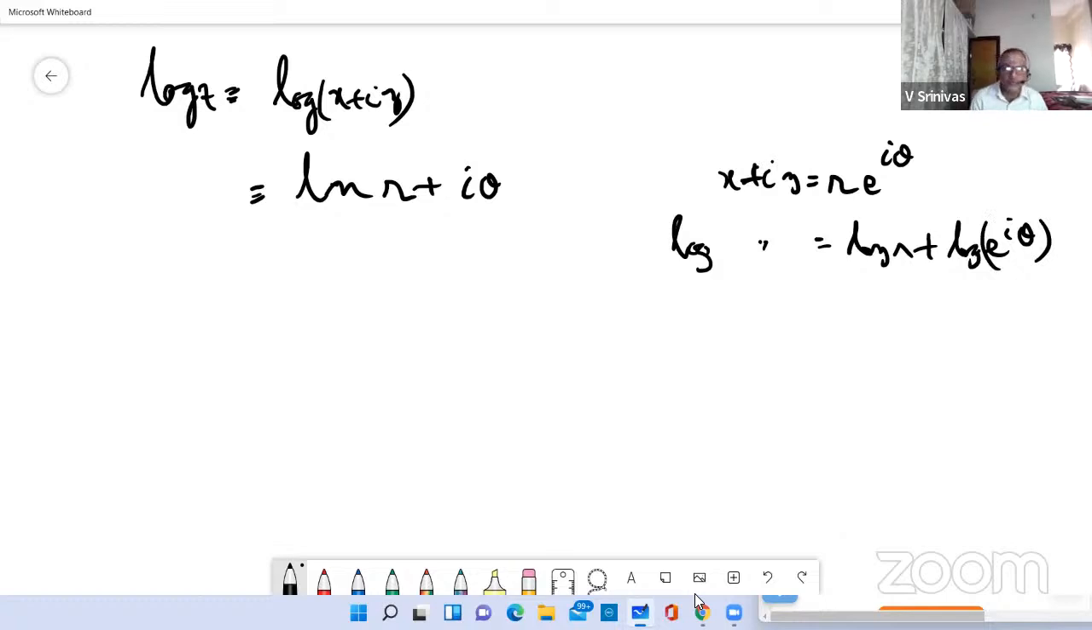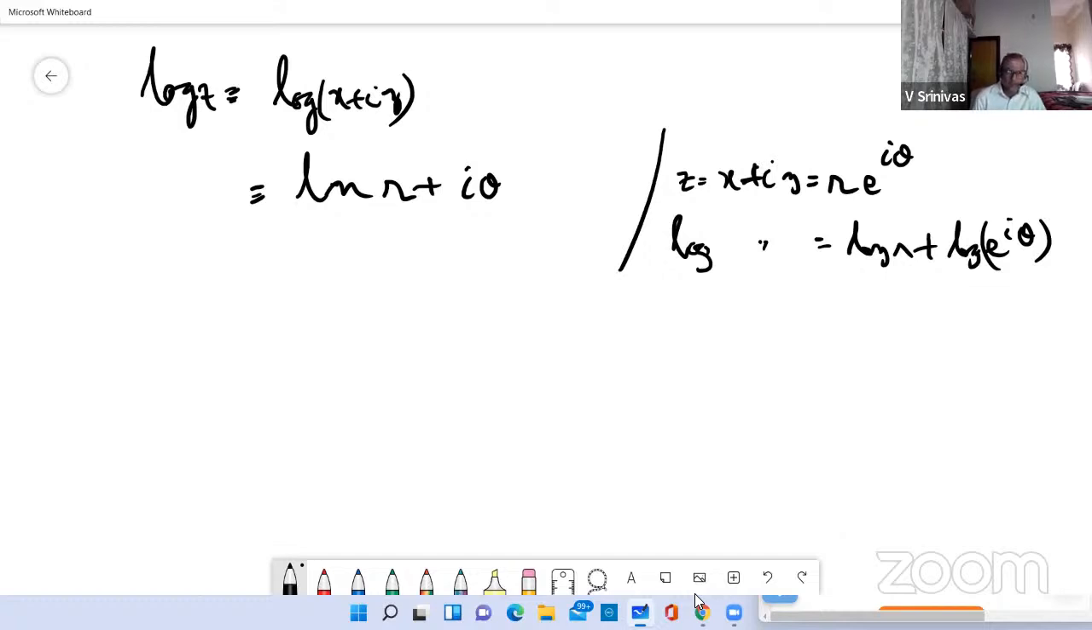But that's how you get this. Okay, right? So log z is defined as log r plus i theta, where theta is the argument of z and r is the modulus of x plus iy, which is z. Okay, right? So this is how you can define log z.